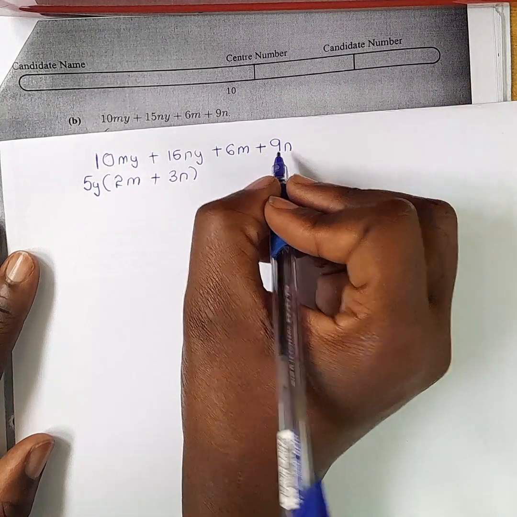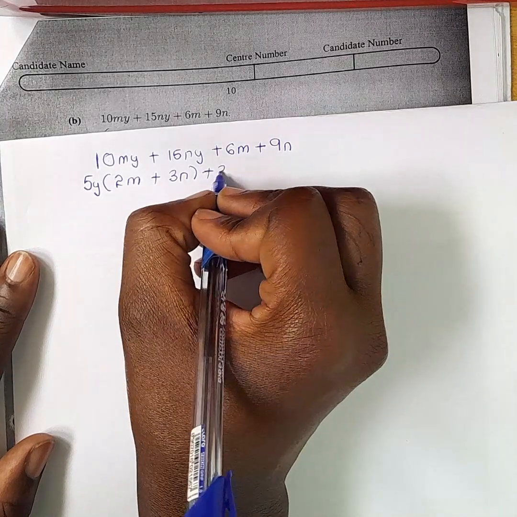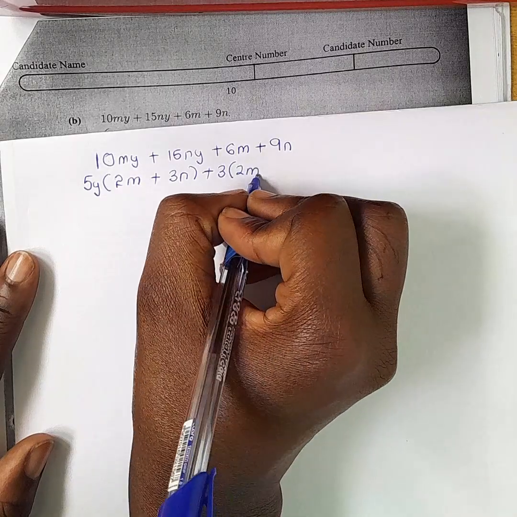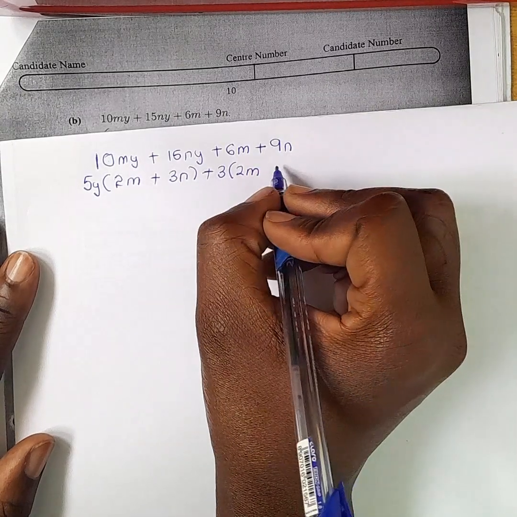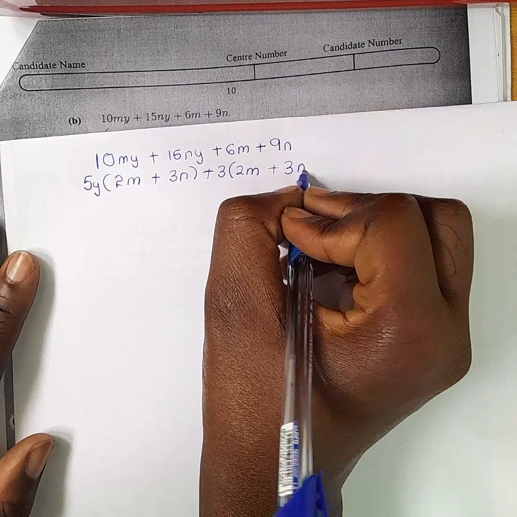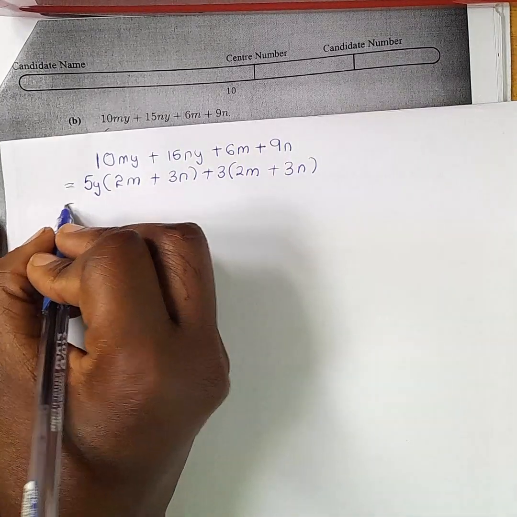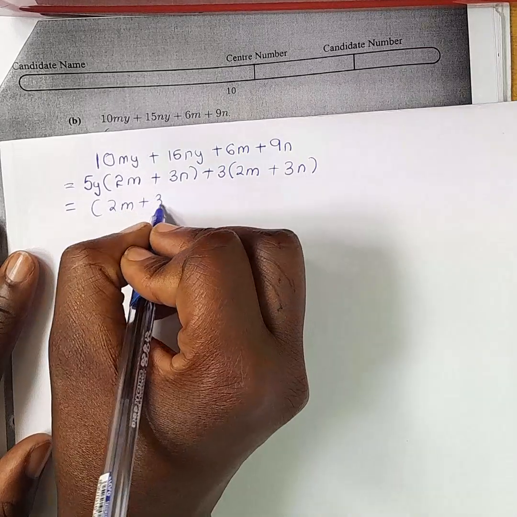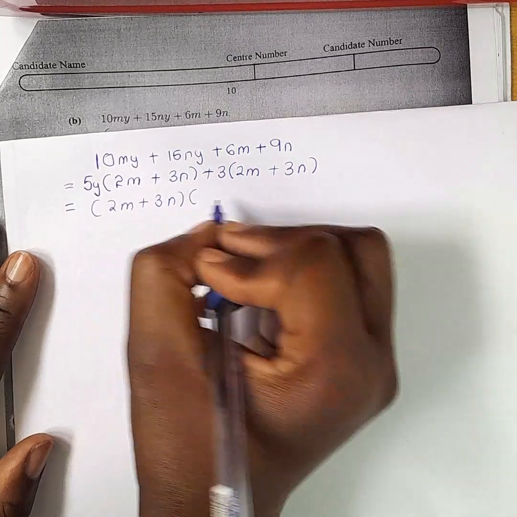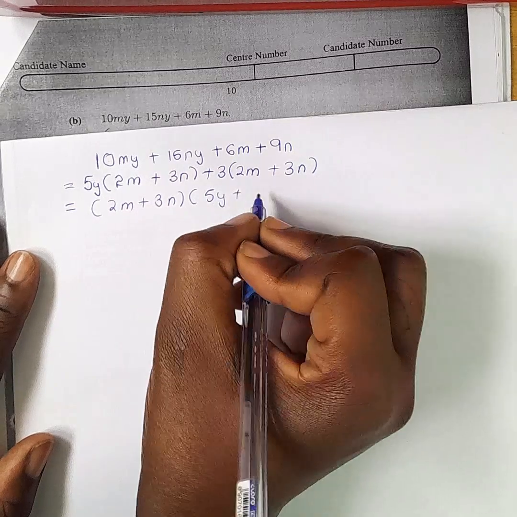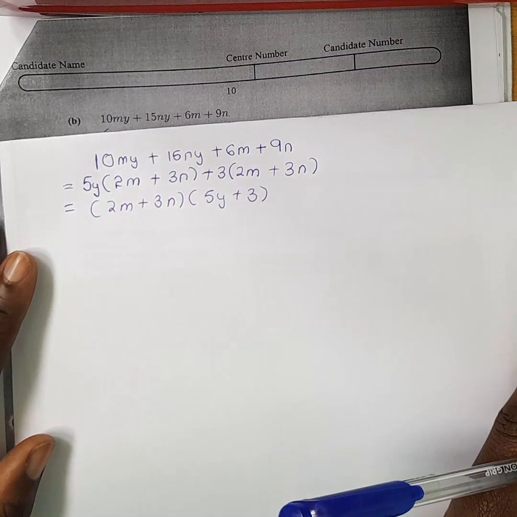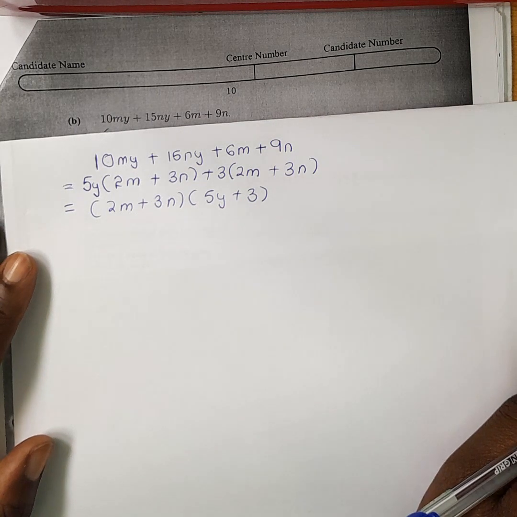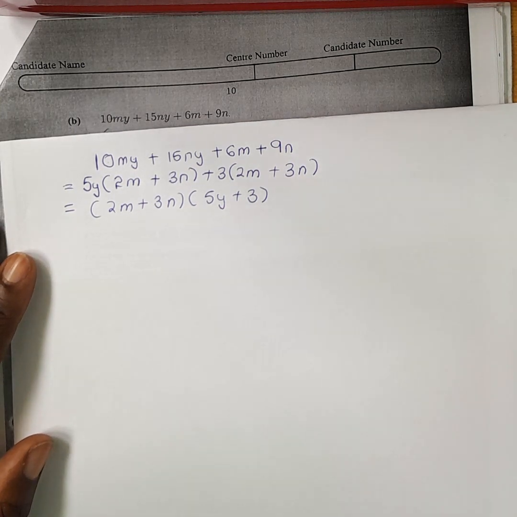And then for these two, the highest common factor is 3. 6m divided by 3, we get 2m. 9n divided by 3, we get 3n. So it implies that our final answer is going to be 2m plus 3n multiplied by 5y plus 3. This is going to be our final answer on number 14b of November 2022.